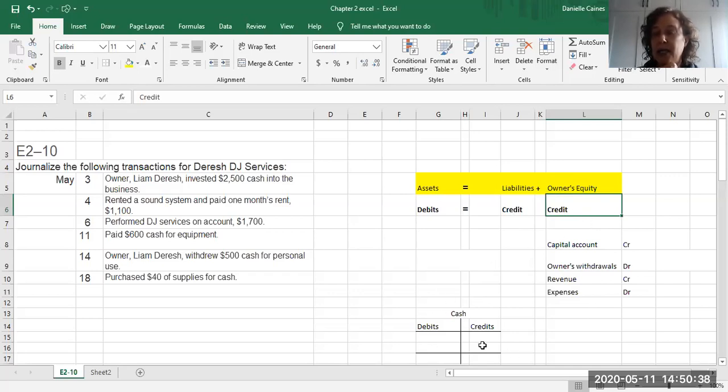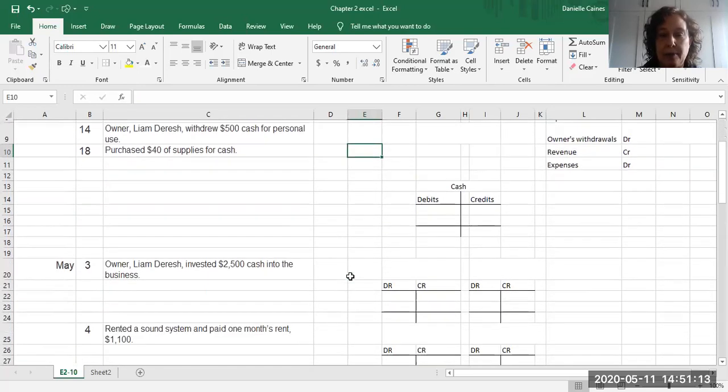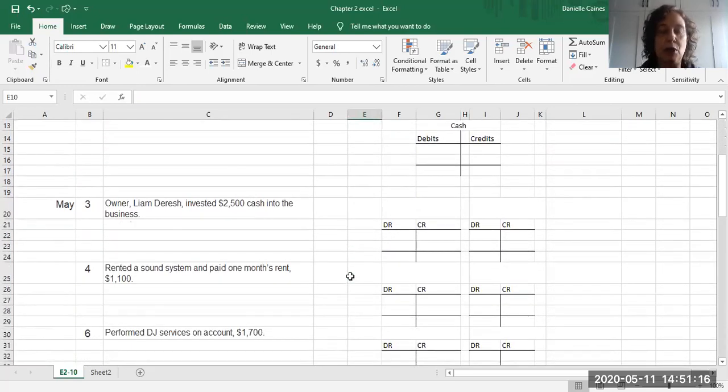If you look at our little T account here, if you have a credit and you're going to reduce it, you reduce it by creating a debit. The revenue account increases owner's equity, so it's a credit account. Expenses, on the other hand, reduce owner's equity, so they are a debit. Keeping that in mind, let's look at our six transactions and put them in their T accounts.